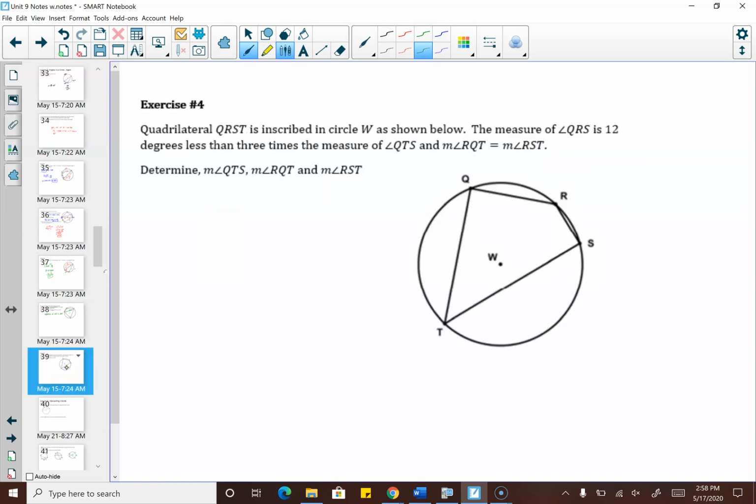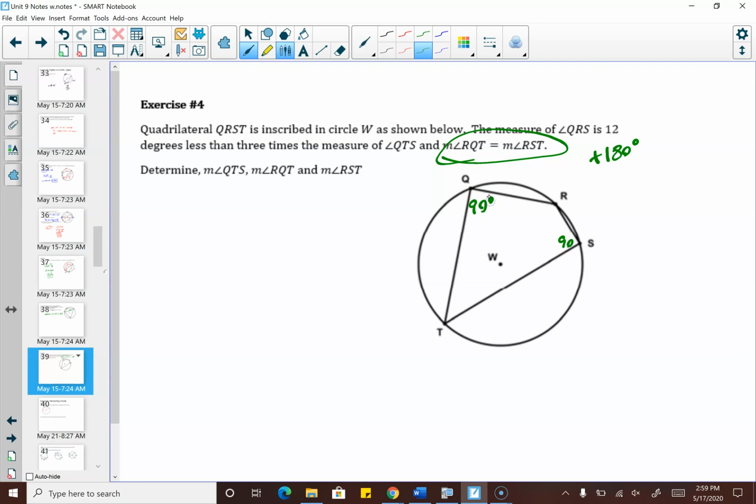So if we look here, quadrilateral QRST is inscribed in circle W. The measure of angle QRS is 12 degrees less than 3 times the measure of angle QTS. All right, and then it tells you that RQT and RST are equal. So let's deal with those first. Because these two are equal, RQT and RST, they're opposite, so we know they have to add to 180 degrees. Well, if they have to add to 180 and they're the same thing, then obviously both of those have to be 90.